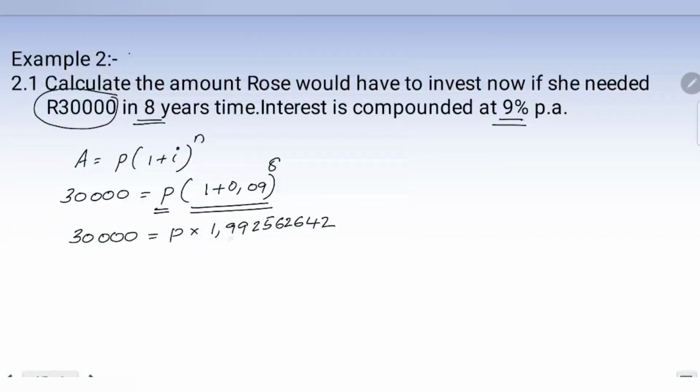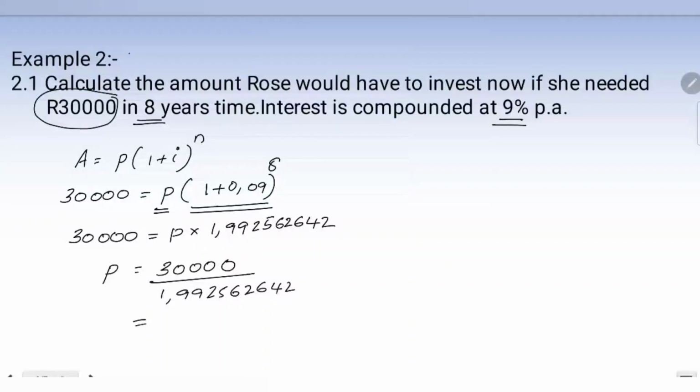Now we are going to find the value of P. So this one you have to send to the other side. What is this number doing here on the right hand side? It is multiplying, so on the other side it will do its opposite. That is division, isn't it? Or divide both sides by this number. So P is equal to 30,000 divided by 1,992562642.